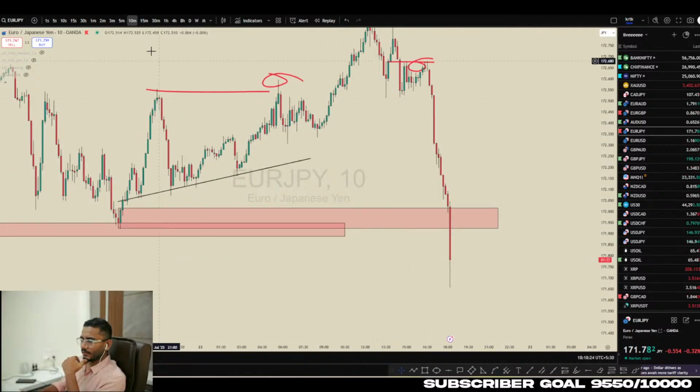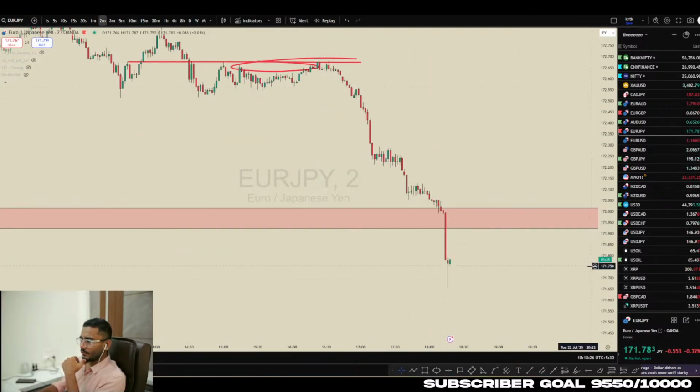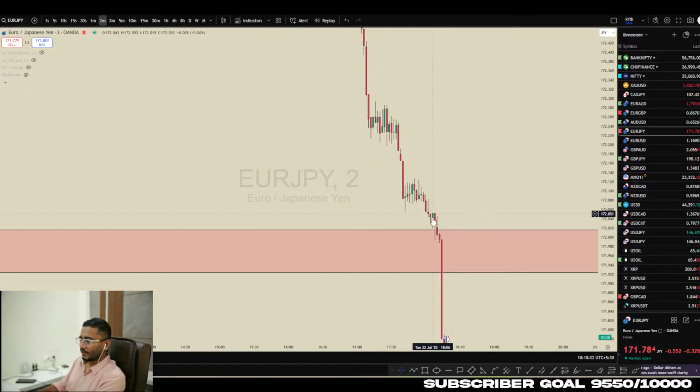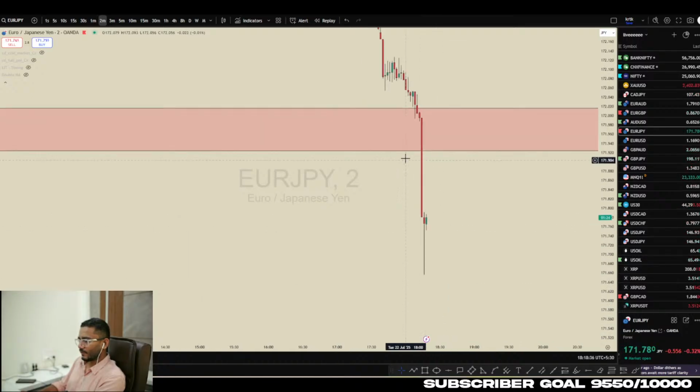Okay, here also we can see the same. Here not even once did price induce or engulf a previous candle. Here we see 1, 2, 3, 4, 5, 6, and again it dropped.